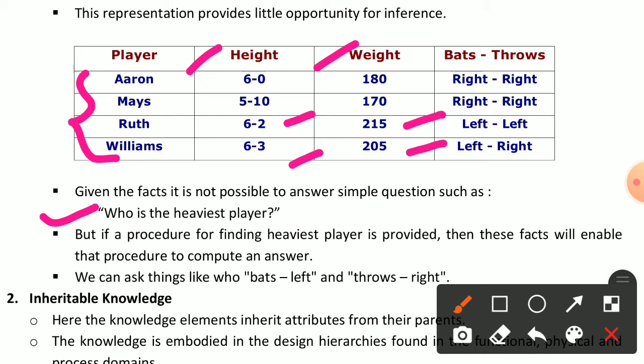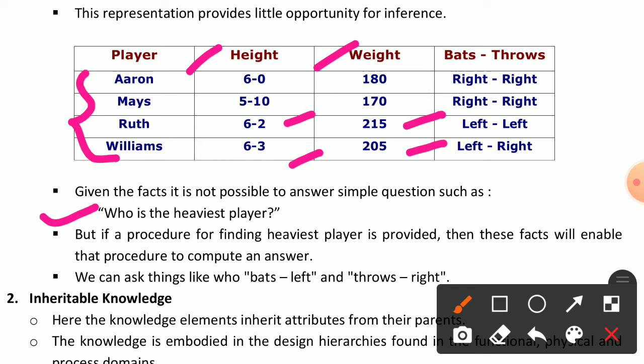Okay, so we can ask things like who bats left and throws right. One player that bats left-handed and throws the ball right-handed means the player uses both hands. Okay, so we can say that that player is best.